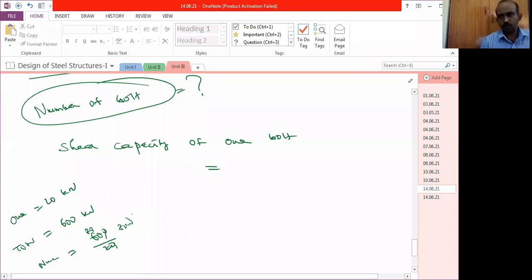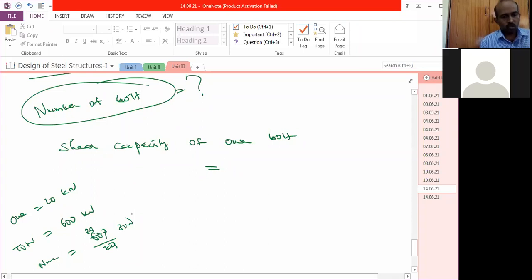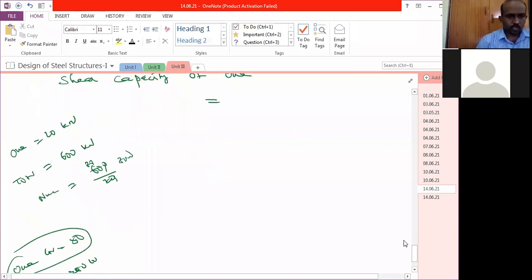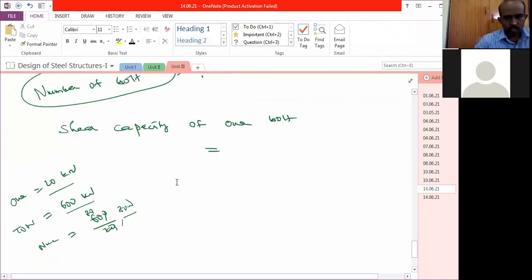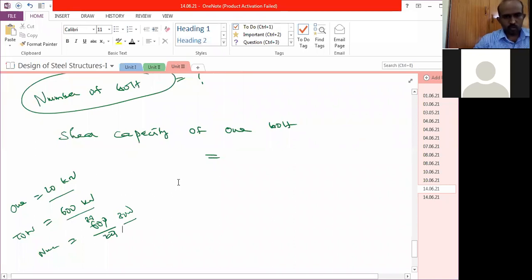How to calculate the number of bolts? First we have to calculate how much load one bolt carries. Then total load divided by the load carrying capacity of one bolt gives the number of bolts. We gave an example also: one bolt is 20 kilonewton capacity and the total load is 600, so 600 divided by 20, 30 bolts are needed.